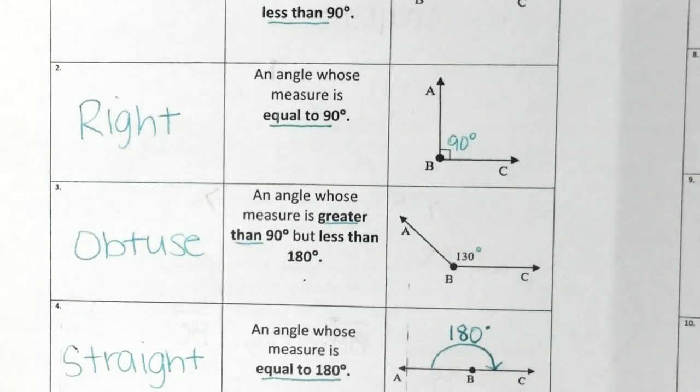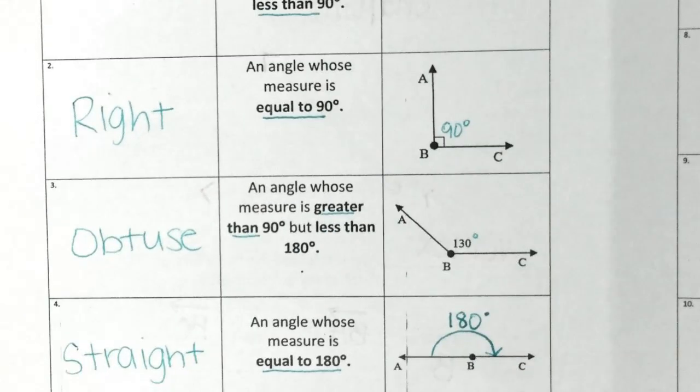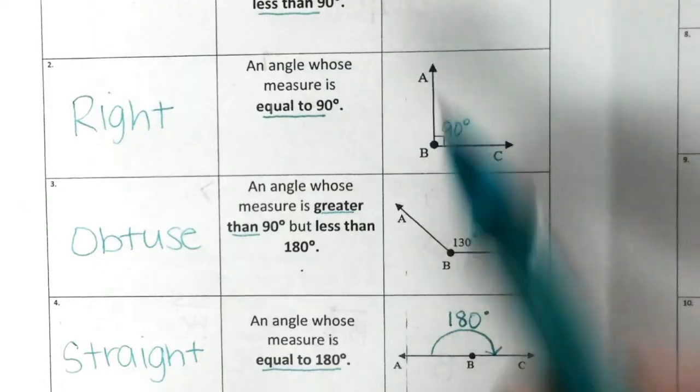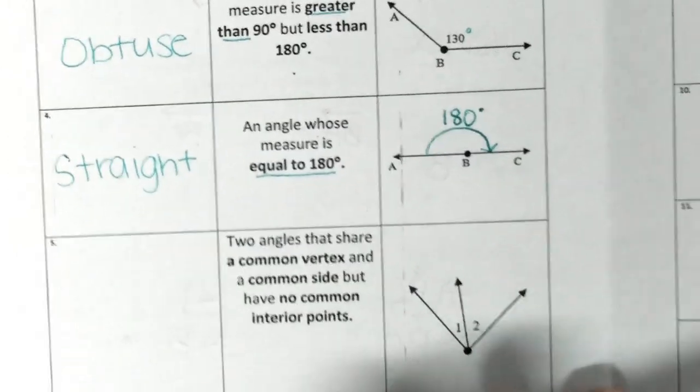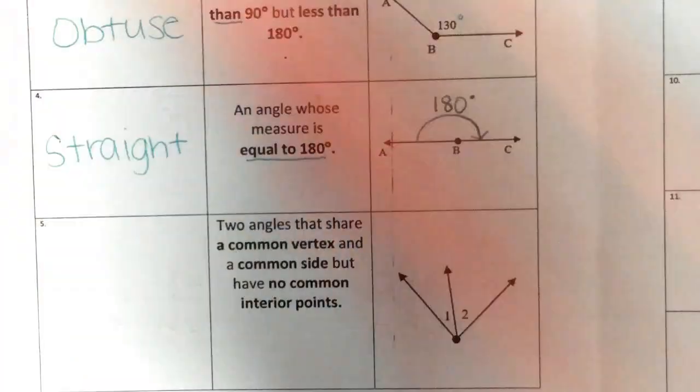Which one of these is the biggest? Oh, be careful. Don't say obtuse. You're used to obtuse. Your biggest is now straight. All right. Another new vocabulary word.